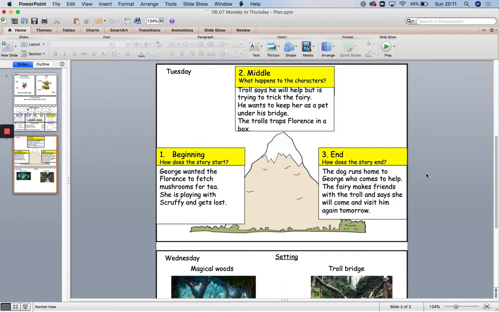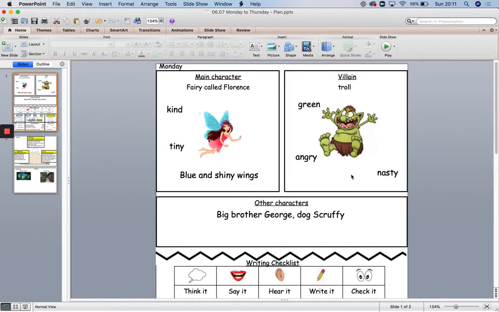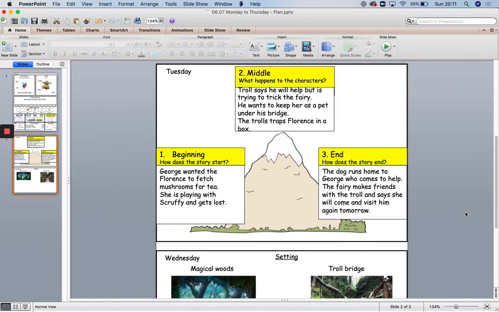Right. And then the end of the story. So Scruffy the dog is going to run home to George and bark at him until he comes to help. But just like my ending of the story for Jack and the Beanstalk, I don't want the troll to be sad at the end. I thought Florence could make friends with the troll and then go and visit him the next day, so they're best friends at the end, and the troll, instead of being angry and nasty, is going to be lovely again.